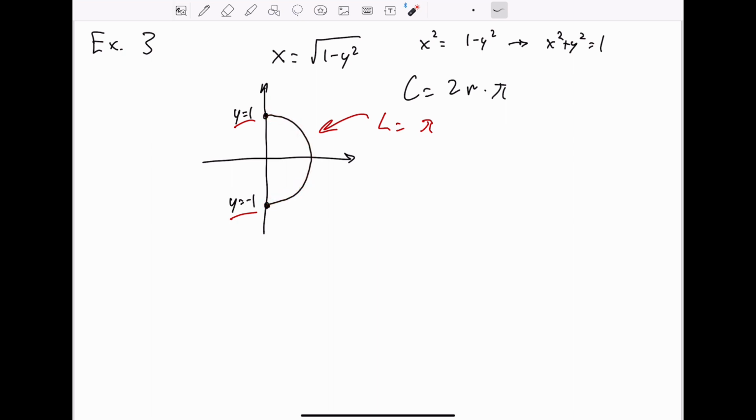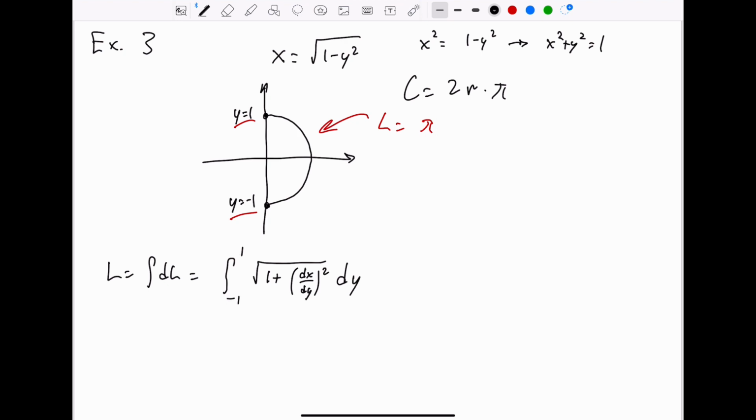Now we know that from geometry, but let's see how to get there using our arc length integral. So arc length L is the integral of dl, and for this example, once again, we wish to use the expression for dl, the square root of 1 plus the derivative of x with respect to y, quantity squared, integrating with respect to y. Our limits will be from y equals negative 1 to y equals positive 1. Now, x equals the square root of 1 minus y squared.